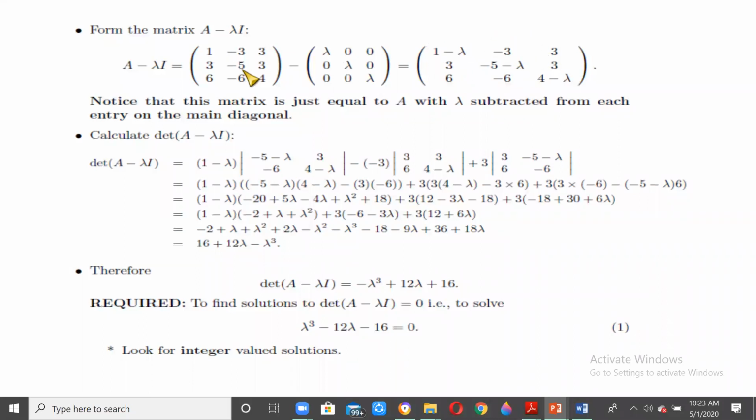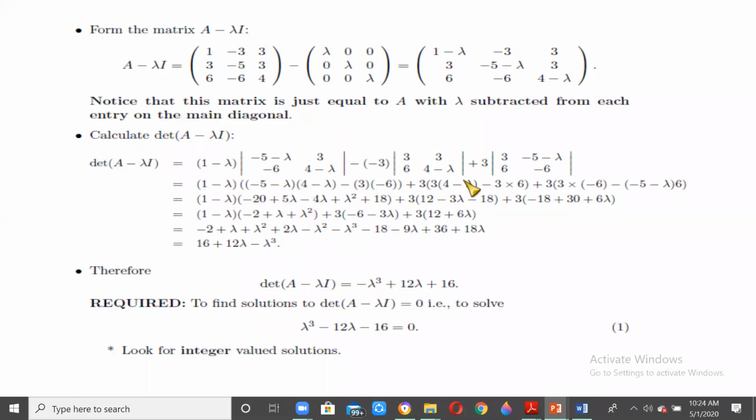So 1 minus lambda, minus 5 minus lambda, 4 minus lambda, other terms being just the same, is what we have. Only the diagonal element is going to change: from 1 to 1 minus lambda, minus 5 to minus 5 minus lambda, 4 to 4 minus lambda. So having done this, we can find the determinant by the standard way: 1 minus lambda multiplied by this into this, minus this into this, and that is 1 minus lambda times the subdeterminant, which is this, and so on.